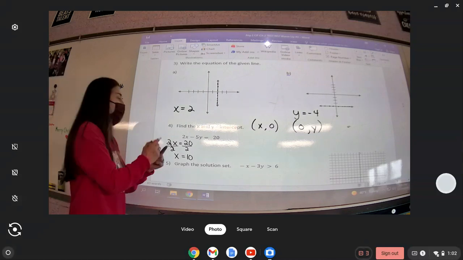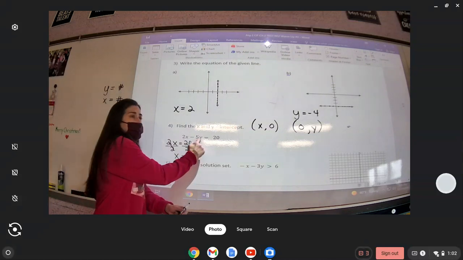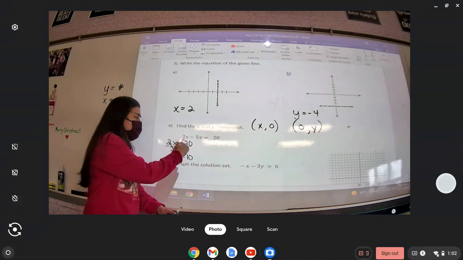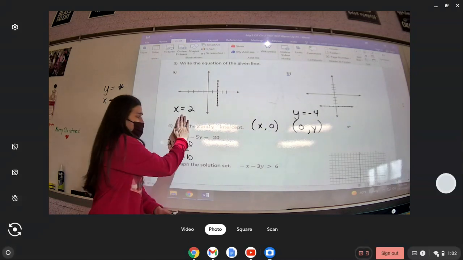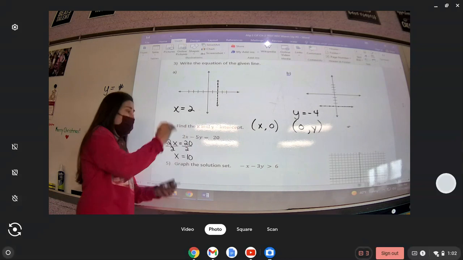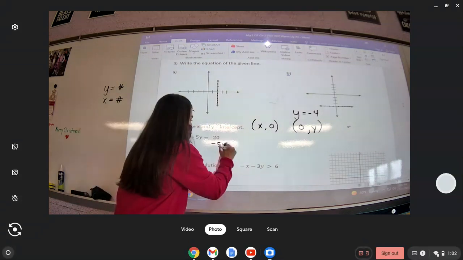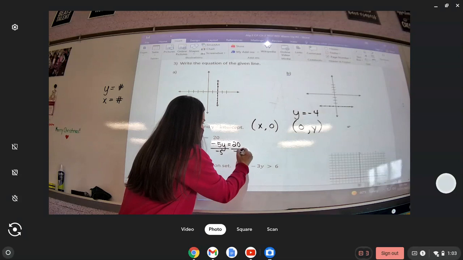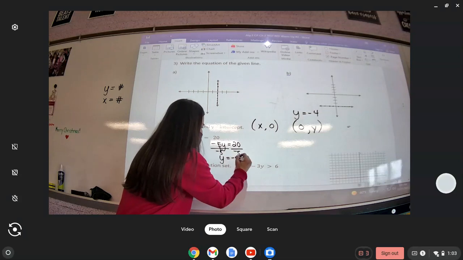All right, now let's get the y-intercept. So now we want to solve for y, so let the other variable be 0. And guys, if you let x be 0, what's 2 times 0? It's gone. Cover that up. Who's left? Equals 20. And that's what you solve. And then divide both sides by -5. And your y-intercept is -4.